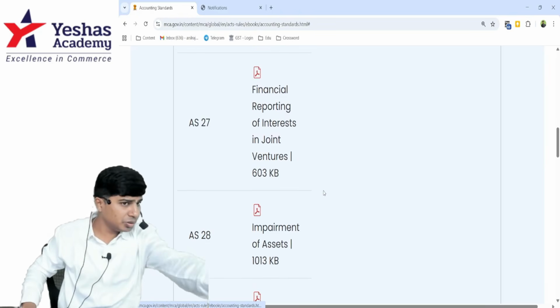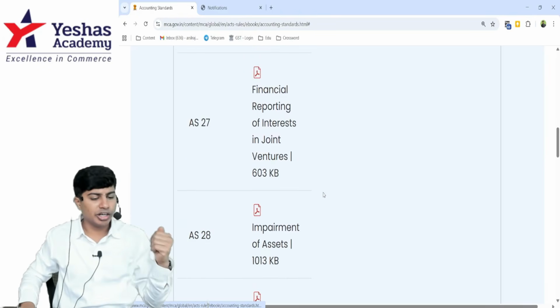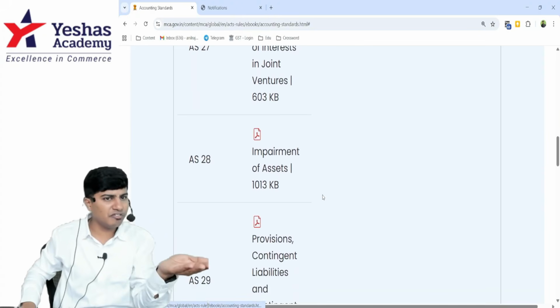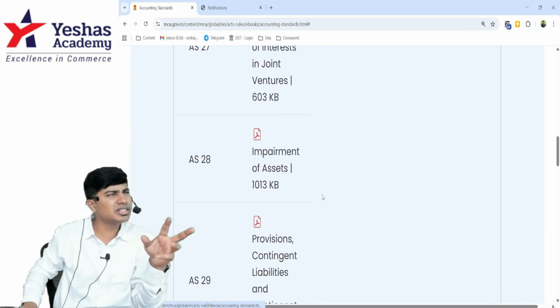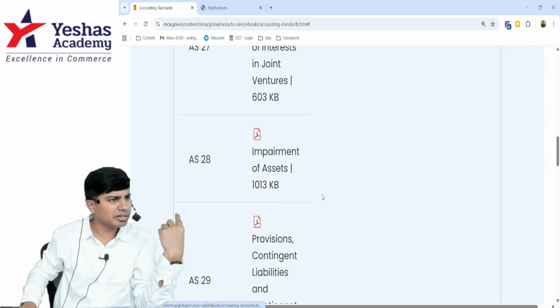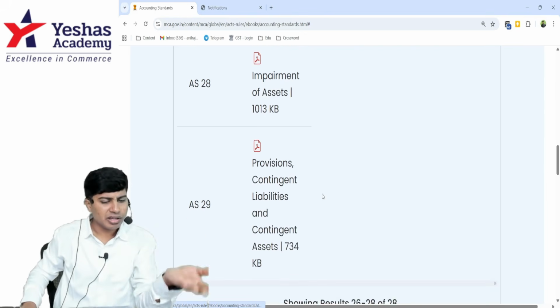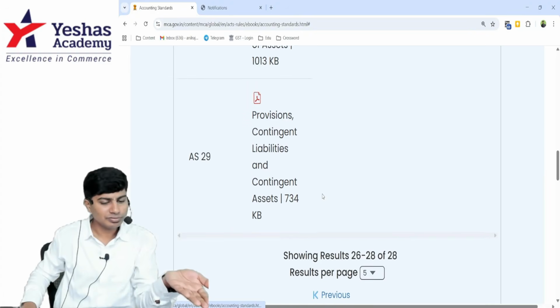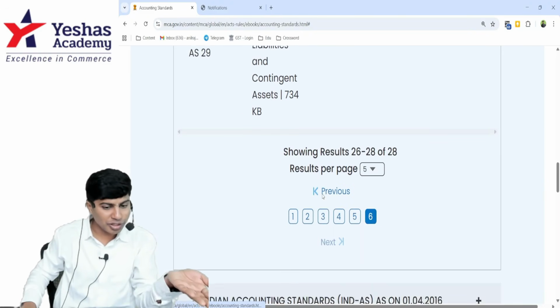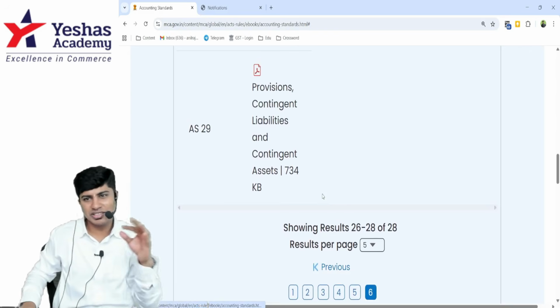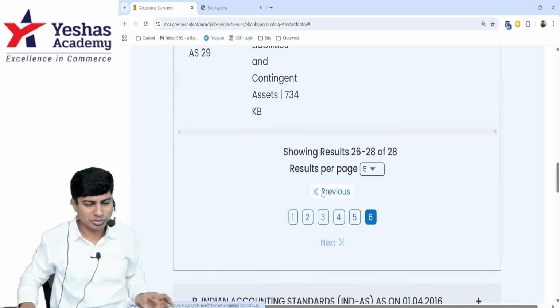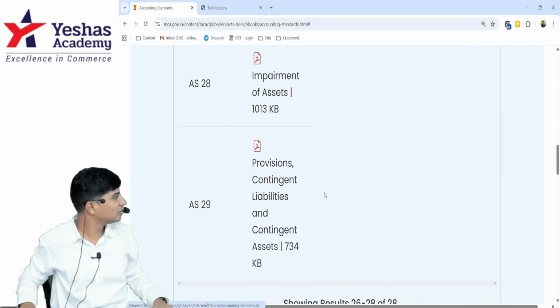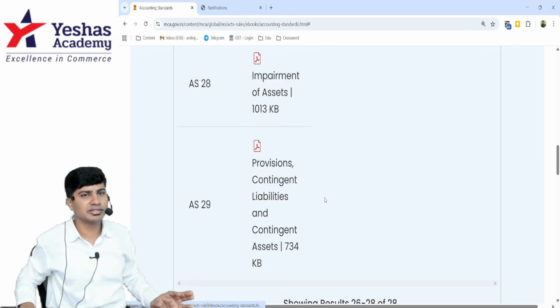27 is chapter 10, unit 3, joint venture. 28 is chapter 5, unit 7 or unit 6. Impairment. Contingencies, chapter 6, unit 2. Sir, you know chapter number and unit number also. I have been teaching for a little time now, so I'm familiar. Don't worry, you guys are in safe hands.